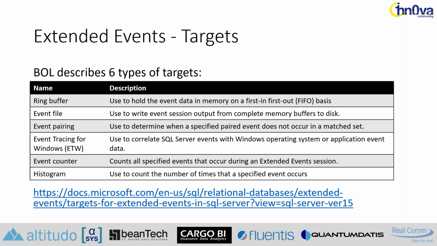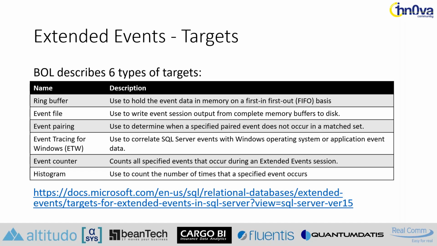So the newer events push out older events from the queue. And then you have an event file target that is capable of writing events to a file on the file system. And then we have some other types of event targets, like the event pairing target, which is capable of pairing events that usually come in pairs, like a lock acquired, lock released, and so on.